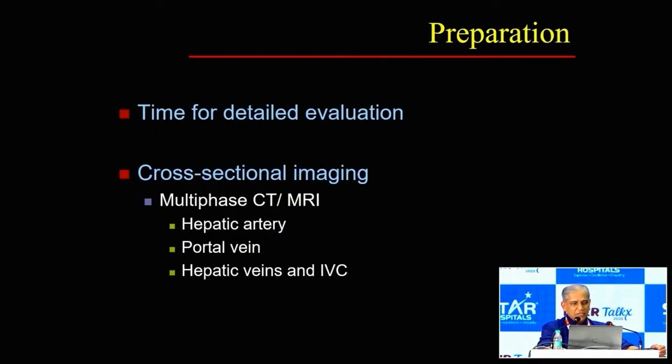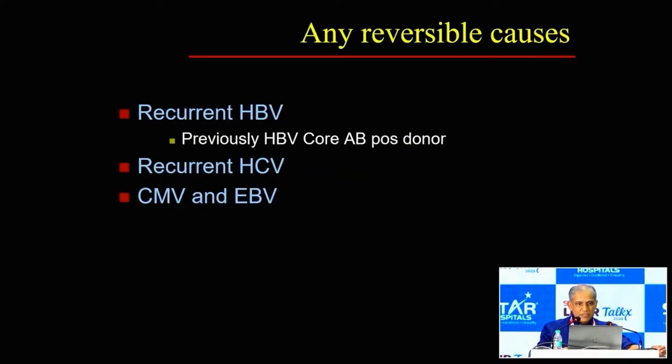So, preparation. Unlike an early retransplantation, we have a little bit more time for a detailed evaluation. Cross-sectional imaging is a must, usually multi-phase CT. Occasionally, if they have a renal problem, we may require an MRI, because we need to see where the hepatic artery is patent up to, where the portal vein is, and how the hepatic veins and IVC are. Any reversible causes like recurrent HBV should be addressed, particularly by going back and looking at the core antibody of the donor, because sometimes that may be missed and could have caused the hepatitis B in the recipient. Likewise CMV and HCV.